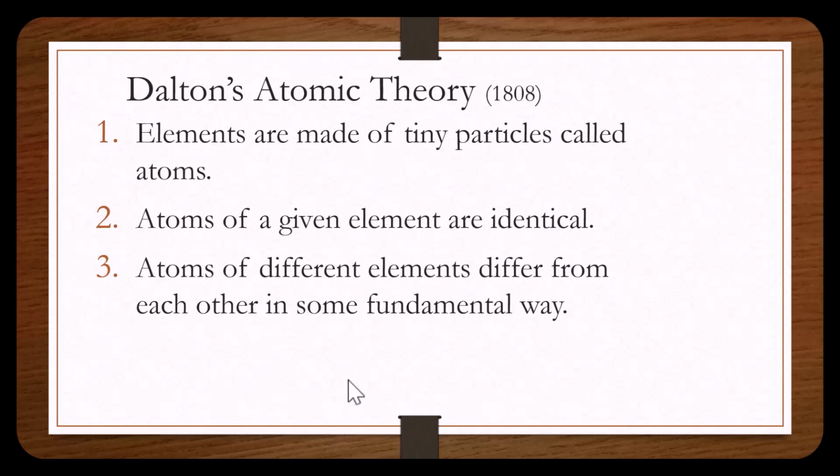Number 1, elements are made of tiny particles called atoms. Number 2, atoms of a given element are identical. Number 3, atoms of different elements differ from each other in some fundamental way.